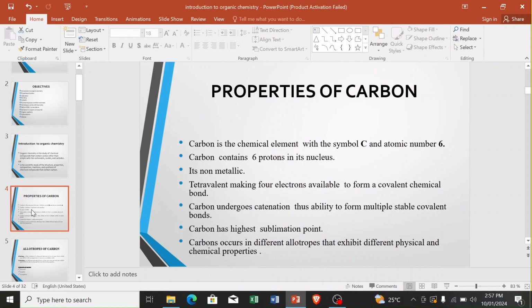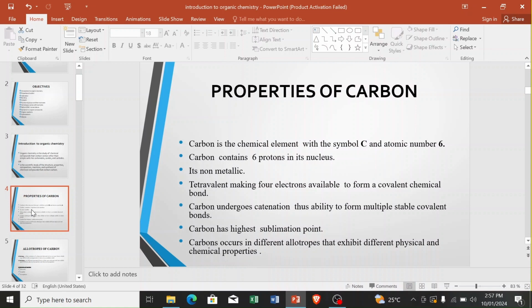Carbon is a chemical element with a symbol C and atomic number 6. That's the first property you can talk about. So carbon contains 6 protons in its nucleus. It is non-metallic and then tetravalent, making 4 electrons available to form a covalent chemical bond. Carbon undergoes catenation, thus ability to form multiple stable covalent bonds. Carbon has the highest sublimation point. Carbon occurs in different allotropes that exhibit different physical and chemical properties.